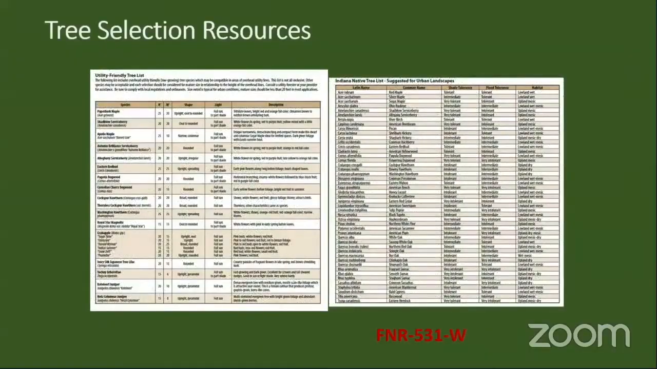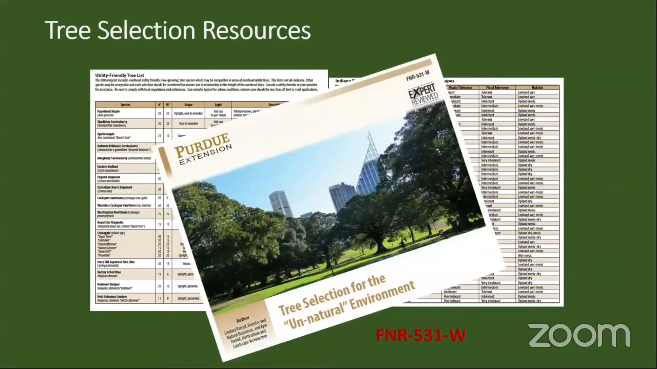There's some resources available to you from the Purdue Education Store. Tree selection, I provided some lists of both the utility-friendly trees and also some Indiana native trees that are very popular and typically available. It's on FNR 531W. It's a free download from the Purdue Education Store, and much of what I talked about already for tree selection is included in this particular publication. So I urge you to download that and take a look at it for a little more details and information on the tree selection process.